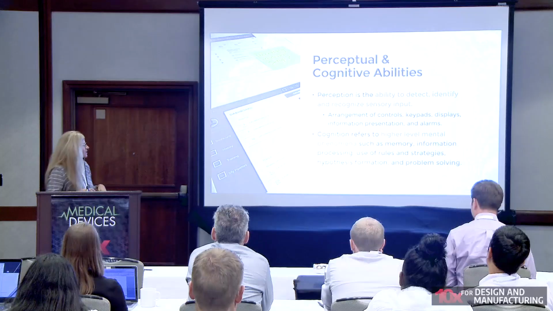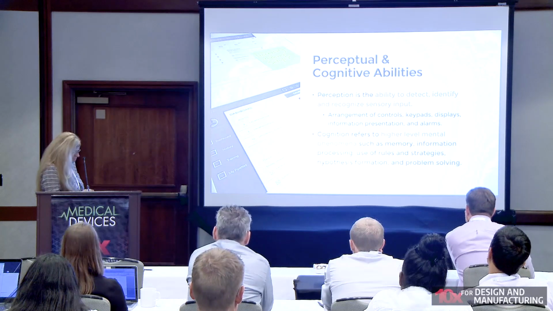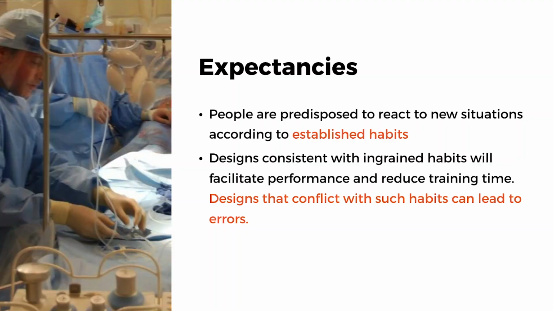So those signals that we use, those cues that we use to navigate our way through life, are super important, and they tell us I've done something. They confirm back to us. It's important to pay attention to it. We'll go on to the next one. Expectancies. That's the established habits, the conflict that habits lead to use error.